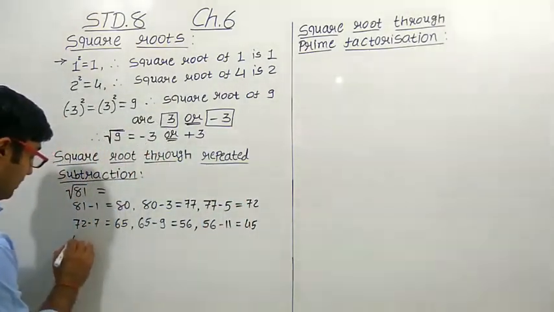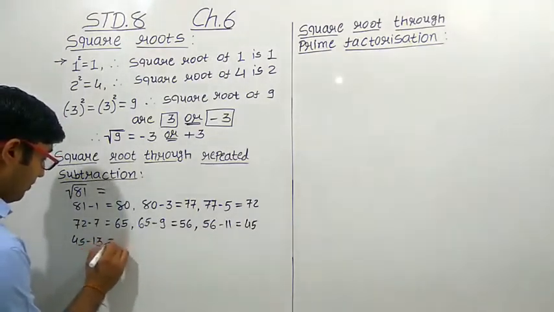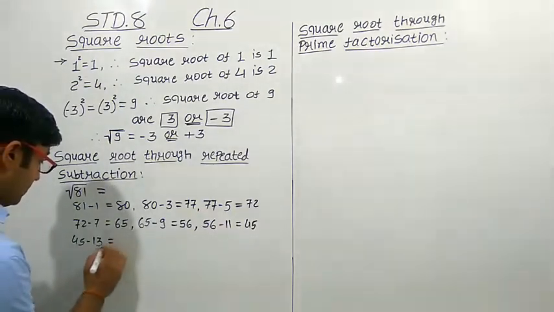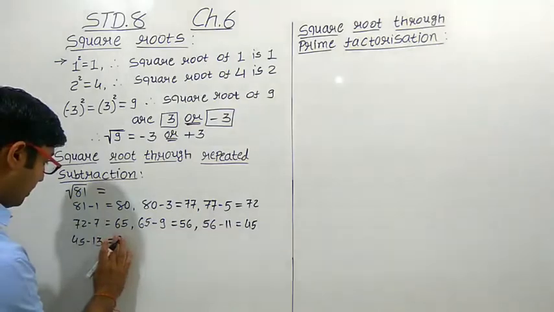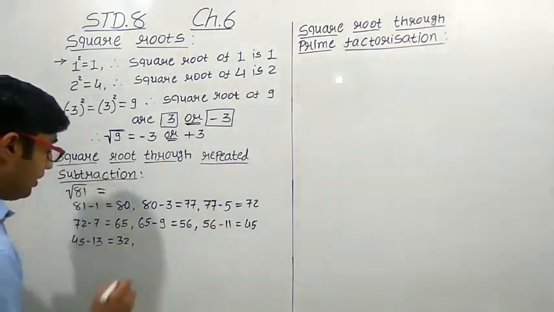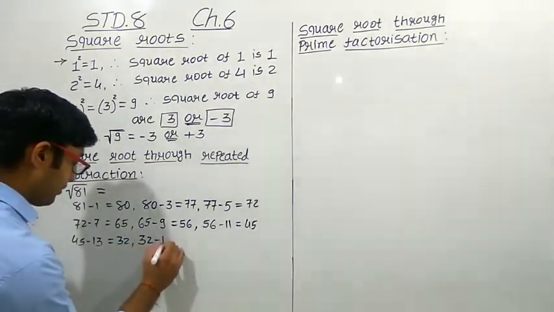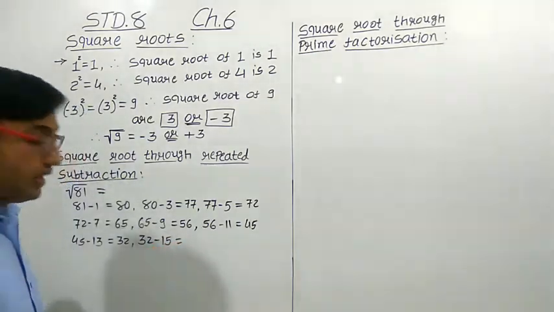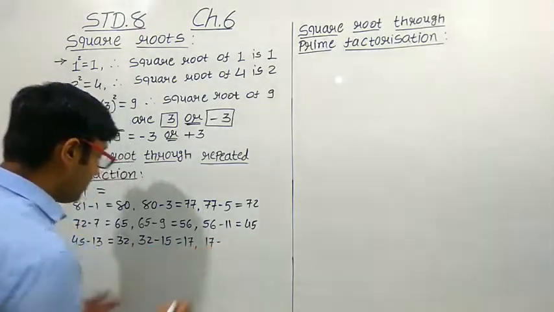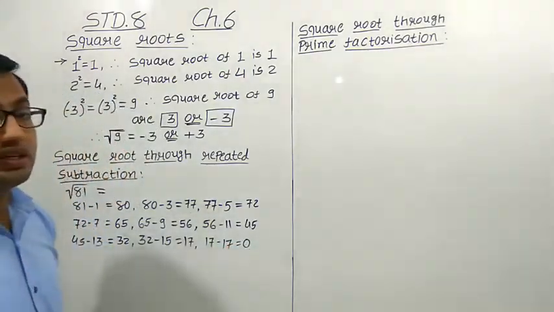Now again subtract the next number, that is 13. So 45 minus 13 is 32. From 32 again subtract the next odd number, that is 15. And what we get here is 17. Now from this 17 again subtract the next odd number, that is 17. So now 17 minus 17 is equal to 0.